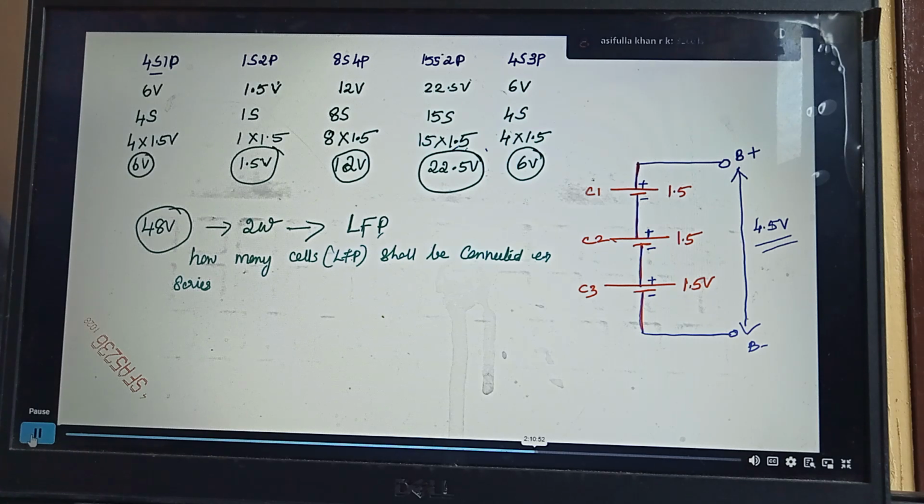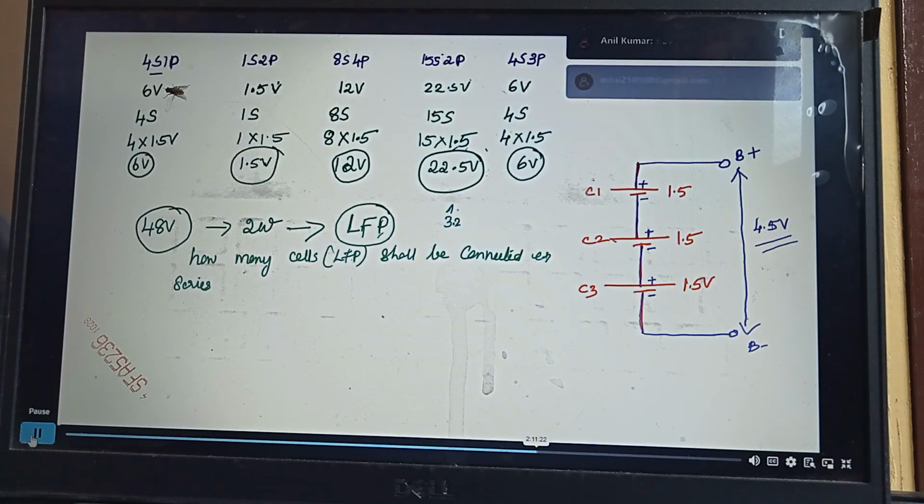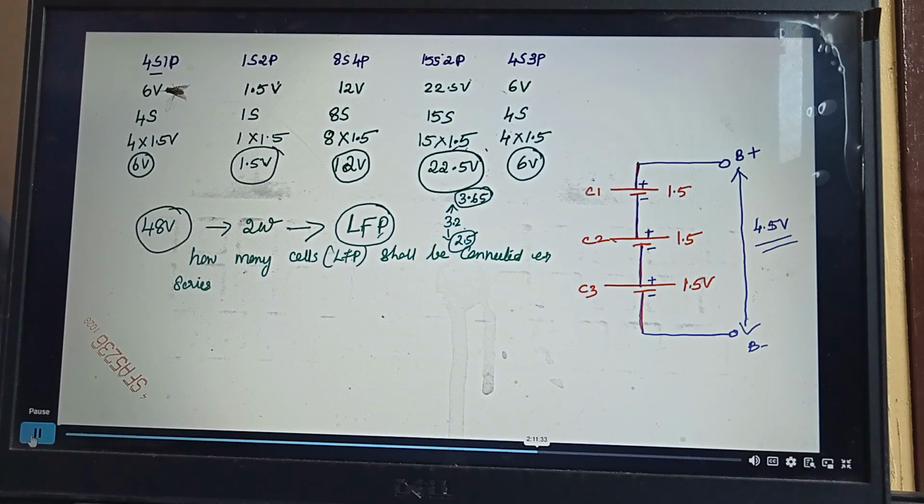It is LFP, not 1.5 volt. Whenever I say LFP, I never tell the voltage. You have to find it. Whenever I say LFP, you should understand. What is the nominal voltage of LFP? It is 3.2. Upper cutoff is 3.65 and lower cutoff is 2.5. But don't use 3.65 or 2.5 to calculate the battery pack. You have to use only nominal to calculate the battery pack.